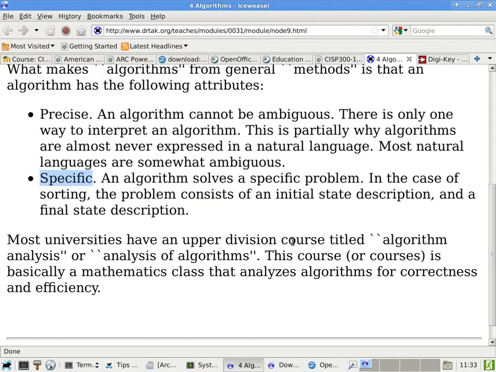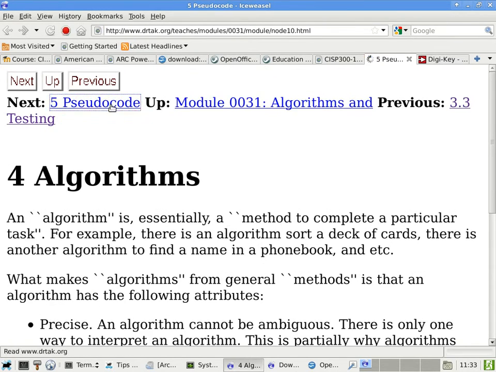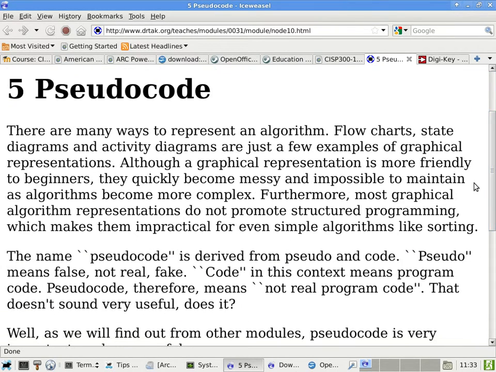Most universities have a high upper division class called algorithm analysis, or the analysis of algorithms. This class, CISP 300, is basically, those classes, analysis of algorithms, are basically math classes that will analyze algorithms for correctness and also for efficiency, which is not something that we will deal with in this class. And we'll talk about pseudocode just a little bit.